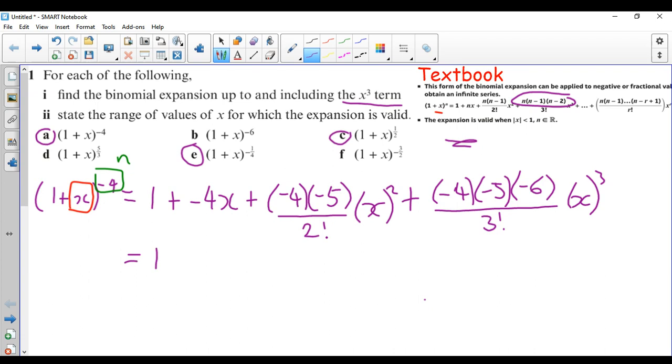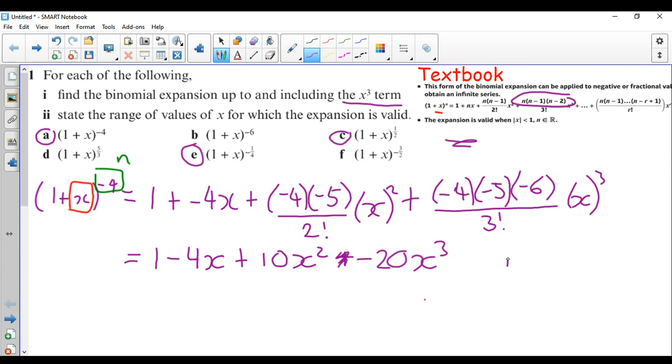So let's neaten that up. 1 minus 4x. 2 negatives make a positive. 20 over 2 is 10x squared. You can use your calculator. Often a good idea if you're in a stressful situation so you don't make a silly error. Like I've just done, minus 20x cubed. Again, I've got 3 minuses, so it's not going to be a plus. It's going to be a minus. Now, it only wants up to x cubed, so that's fine.